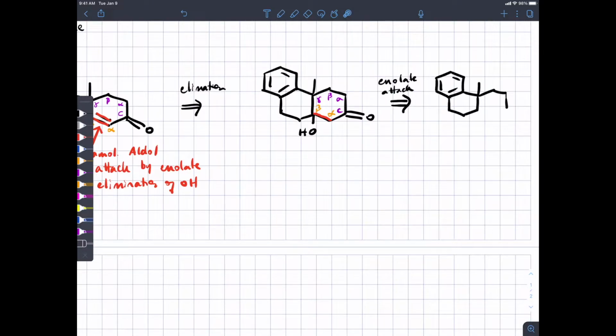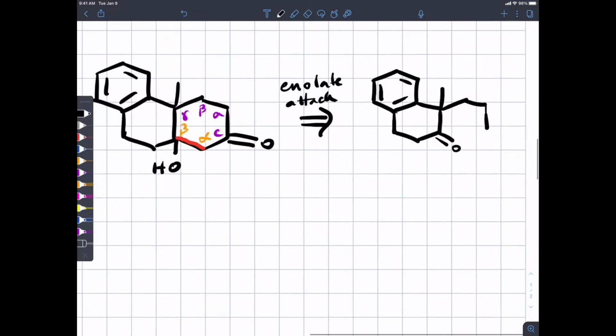So what am I going to have on the orange beta carbon? What would this have been before the enolate attacked? Carbonyl, right? The beta carbon, that's the beta hydroxy here, used to be a carbonyl.